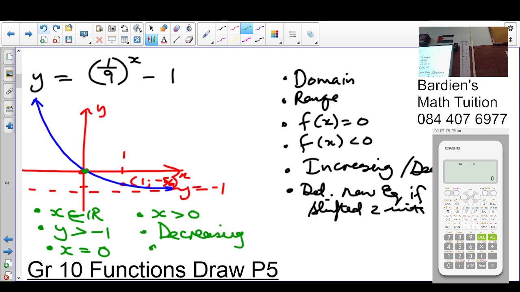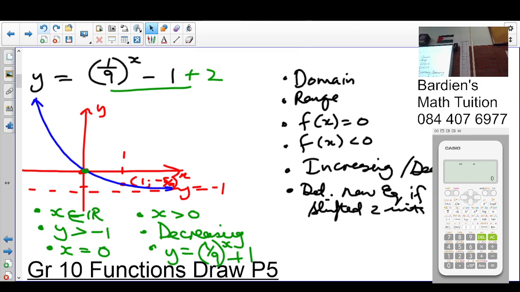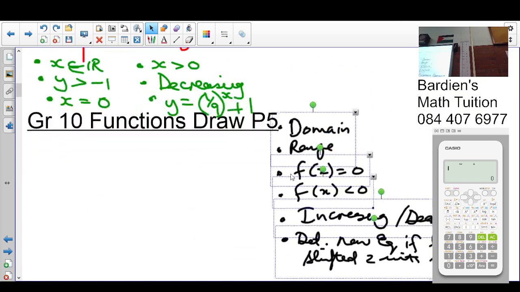Determine the new equation if f of x shifted 2 units up. So that's going to be that plus 2. So y is equal to 1 over 9 raised to the x plus 1. Okay. Do one more and then we're going to do something different.